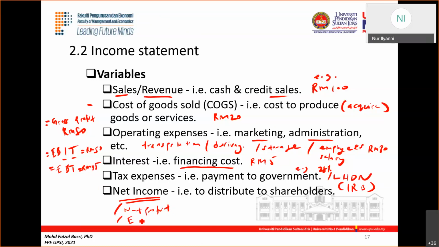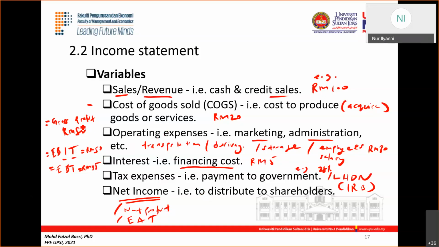Sorry, doctor. Yes, earning after tax. The EBT is gross profit minus the amount of interest. What does EBT stand for? Earning before tax. And EBIT is earning before interest and taxes. Okay, thank you. So I recap.